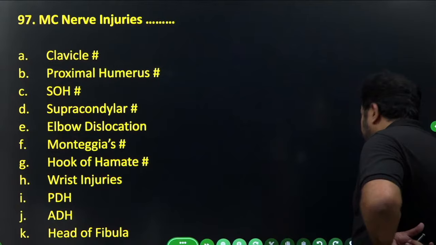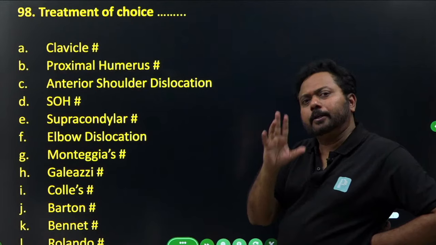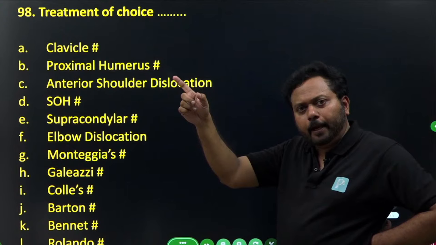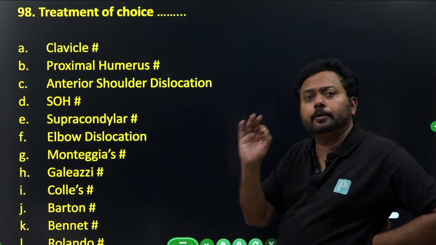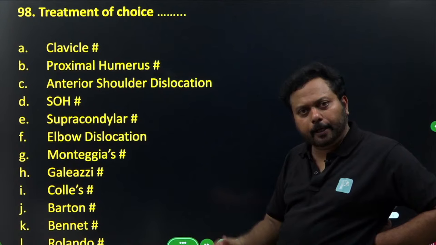Yes. Treatment of choice: fracture clavicle, conservative. Proximal humerus, you assess by Neer's type 1, type 2, type 3, type 4. Type 1 conservative, type 2 K-wire fixation, type 3 Philos plating, type 4 shoulder arthroplasty. Anterior shoulder dislocation, Kocher's method. Shaft of humerus fracture, open reduction internal fixation with plate osteosynthesis. Supracondylar fracture, again depends upon Gartland's classification, type 1, type 2, type 3. Type 1 conservative, okay.